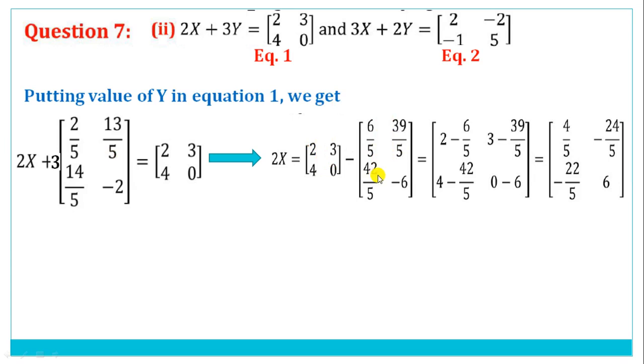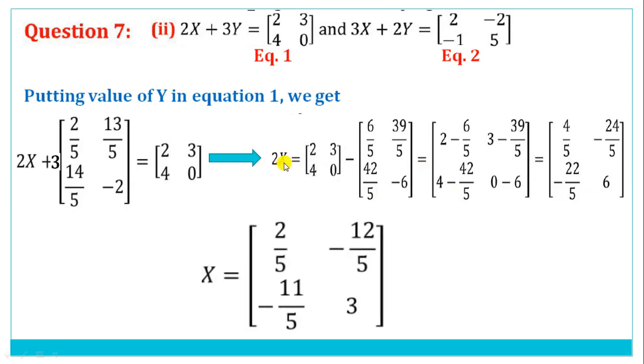After that, again both the matrices are of order 2 by 2, so we will just subtract the corresponding elements from one another. 6 by 5 will be subtracted from 2 and 39 by 5 will be subtracted from 3 and so on. 2x is still there in front, we will just be expanding this thing. And after the subtraction of the corresponding elements and solving them, this is what we will get as the value of 2x, because here we are solving for 2x.